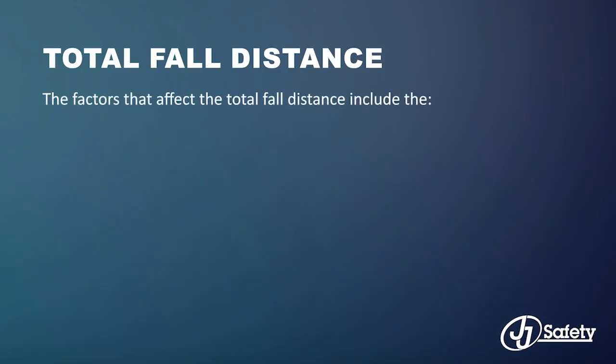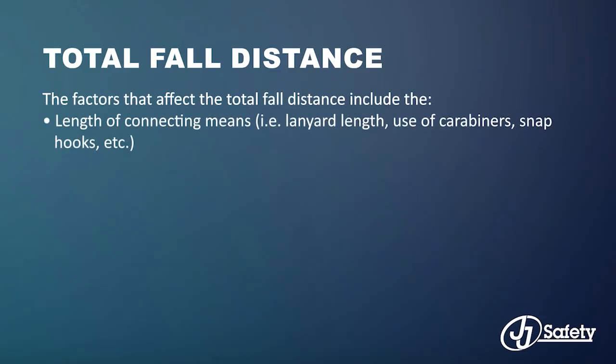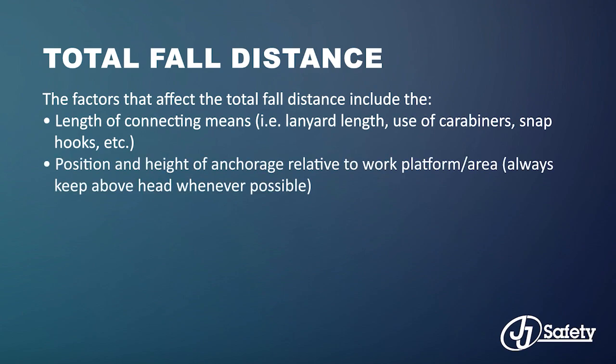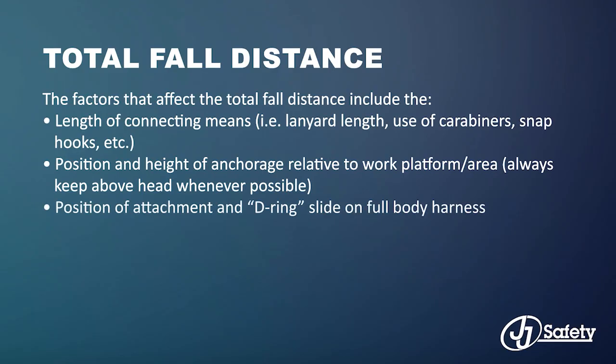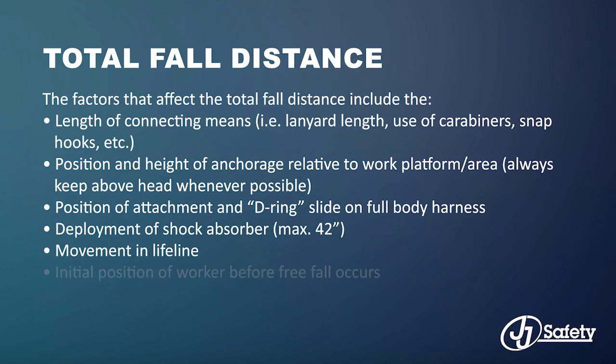The factors that affect the total fall distance include length of connecting means including lanyard length, use of carabiners and snap hooks, position and height of anchorage relative to work area, position of attachment and D-ring slide-on full body harness, deployment of shock absorber, movement in lifeline, and initial position of worker before free fall occurs.